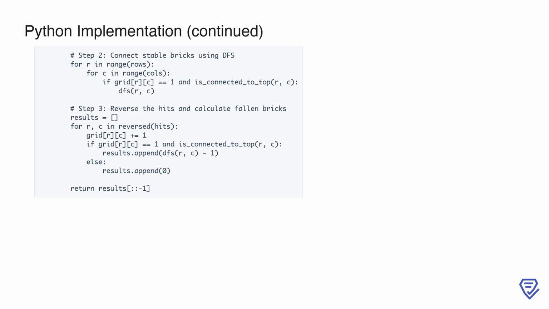This gives us the number of fallen bricks resulting from reconnecting the grid at that position. If the restored brick is not connected to the top, no additional bricks fall, and we append 0 to the results. Finally, we return the results in reverse order to match the sequence of the original hits.